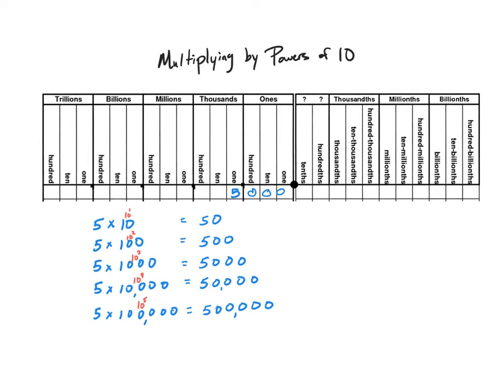Hopefully you're seeing the pattern of what's happening. Each time I'm moving my digit over the exact same number of tens that I'm multiplying by. So that in the last problem, I just multiplied by 3 tens or 1,000. So that's why I moved my digit over 3 places to the left. Same thing in my previous problem, I multiplied by 2 tens, so I moved it 2 places to the left.